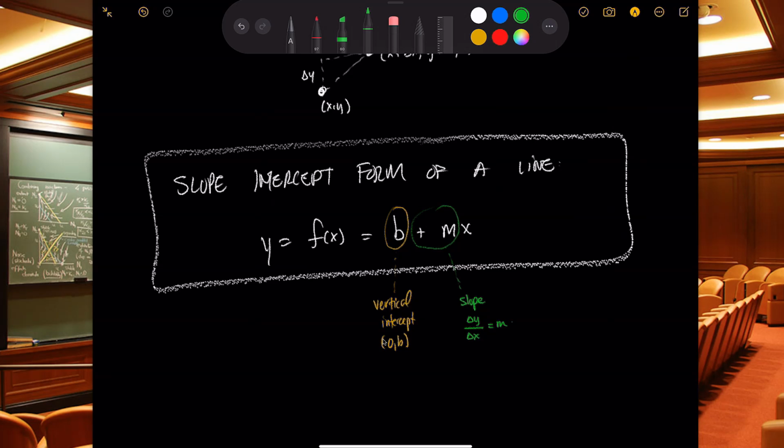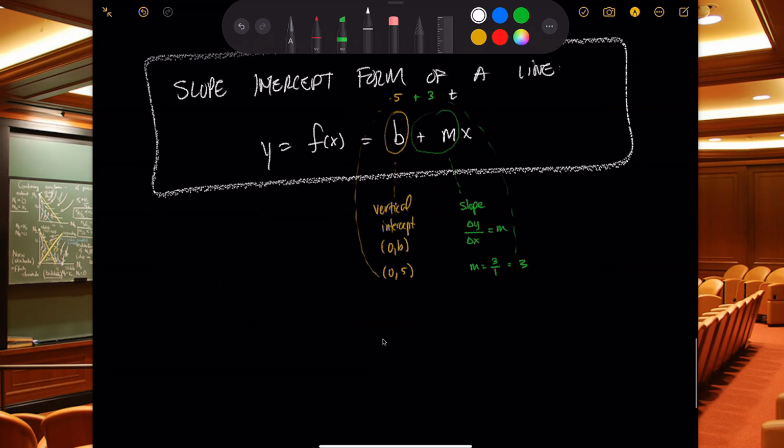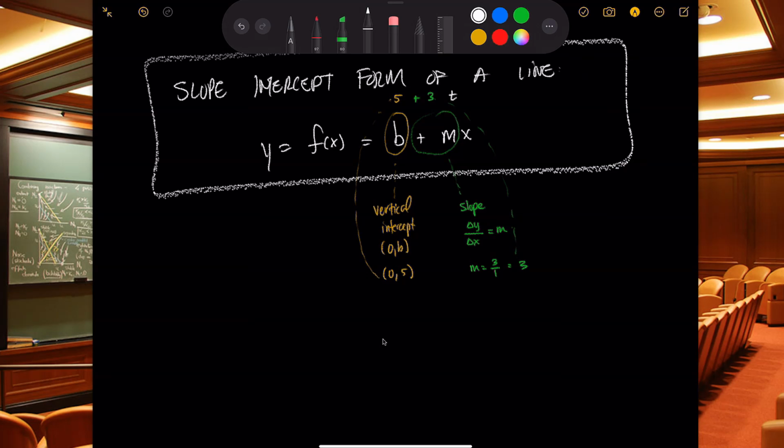And so just to give you that concrete example we had before, it was what, 5 plus 3t? That's in slope-intercept form. Okay, and so the vertical intercept there was 0, 5, and the slope was 3 over 1, or just 3. So that's coming from here, and this is coming from here. So hopefully that's clear. So what's good about this is that it's a very strong property about lines.